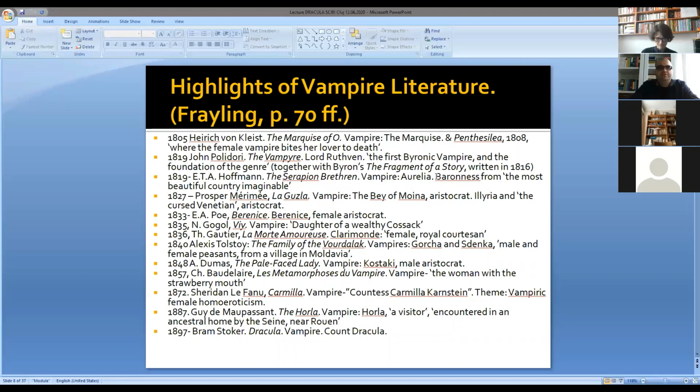Also in the 19th century, we have a very long list of vampire literature, starting with Heinrich von Kleist in 1805, the Marquise of O, and the Penthesilea from 1808. This last one is the one where the vampire bites her lover to death. She's a female vampire. In 1819, we have the famous novel of John Polidori, who is the friend of Byron. The novel Vampire. The main character is Lord Ruthven. This is the first Byronic vampire and the foundation of the genre, actually. There is also the work by Byron, the fragment of a story written in 1816.